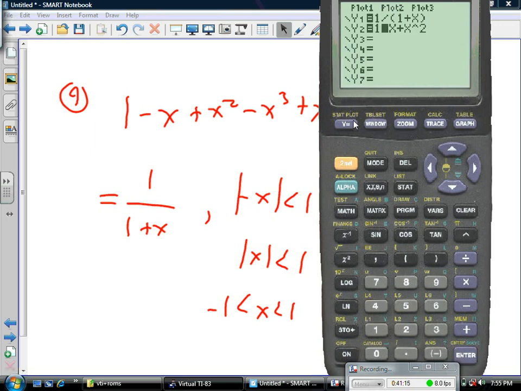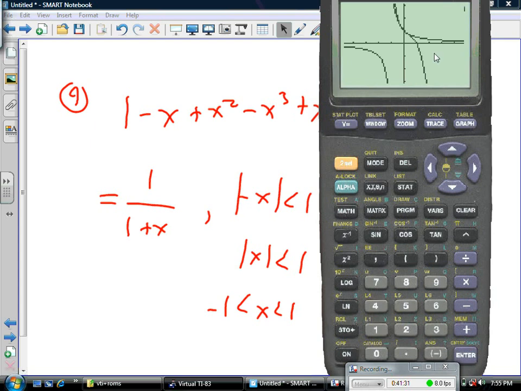Add on another term. What's the next term? Minus x cubed, right? Minus x cubed. Graph that. Now we're going to get a cubic that's going to act more like the curve for more values of x. Here's this cubic. That's y2. That's everything up to here. And it's matching the curve for more values of x. Do you see the point?